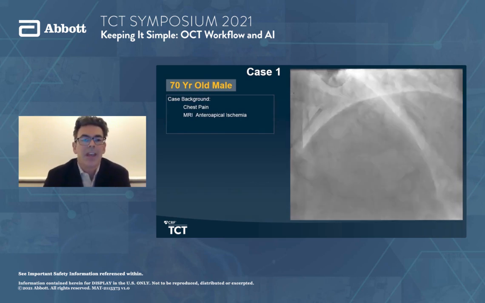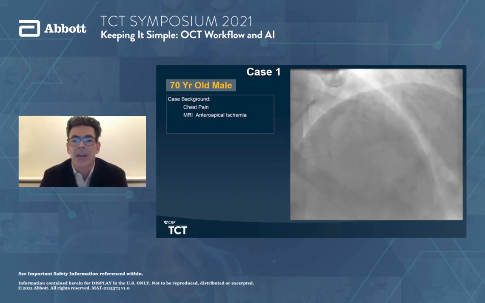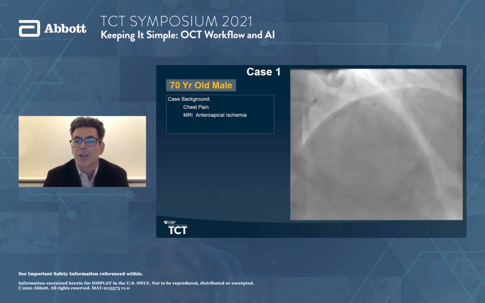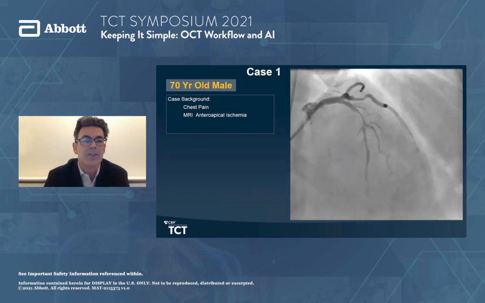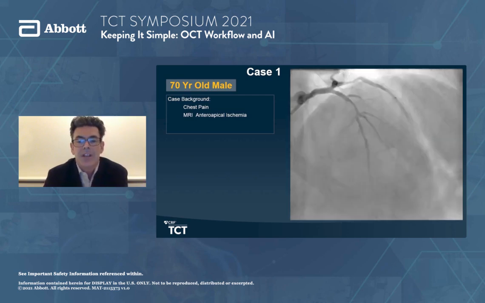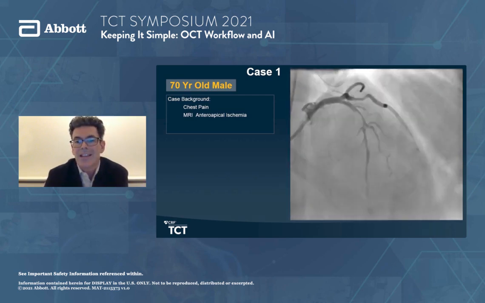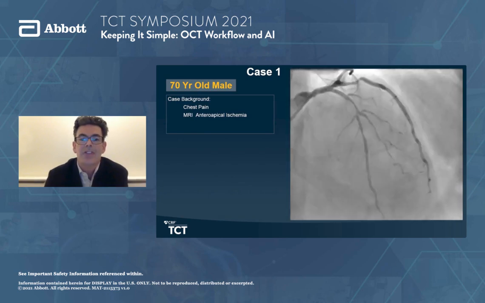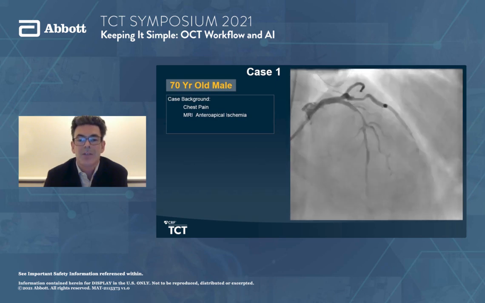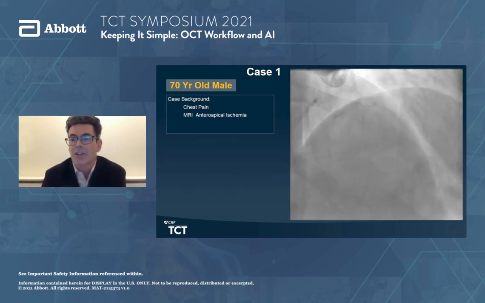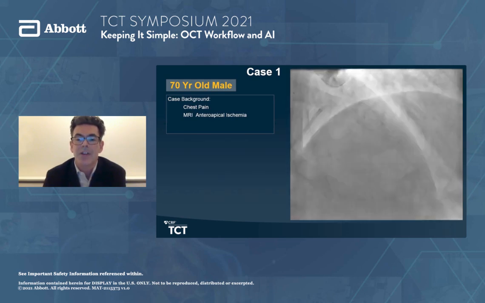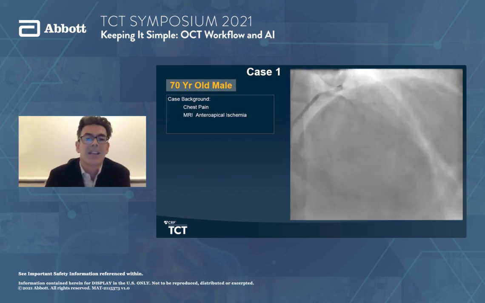This is a straightforward case, a 70-year-old gentleman with chest pain who's been seen in the outpatient department. He's had pre-procedural imaging with MRI and has evidence of anteroapical ischemia. The first shot here of his LAD shows that he's got a lesion within the proximal mid-vessel extending into the distal vessel. And certainly I want to get more information using intravascular imaging. So my next step after the preliminary angiographic images is going to be OCT.